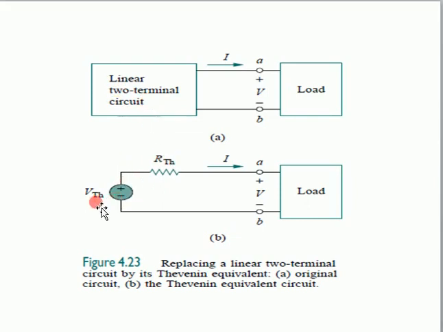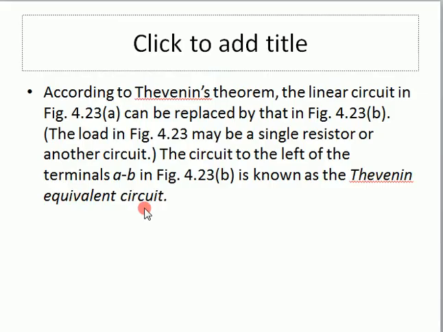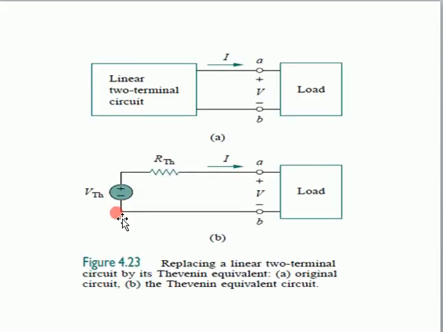One thing is the V Thevenin, that is the open circuit voltage at these terminals AB, and one resistor, that is the R Thevenin, and this resistor is in series with this V Thevenin, and the load is connected at the terminals A and B. So it is represented in those figures where we have seen that there is a single resistor and only one voltage source, that is the V Thevenin.